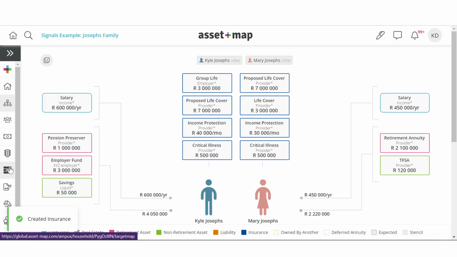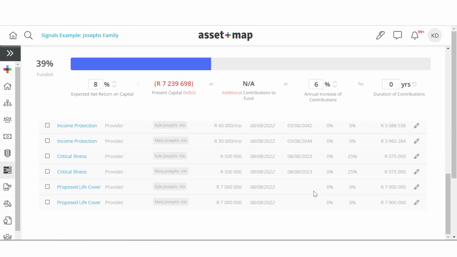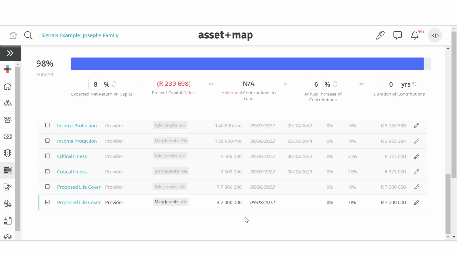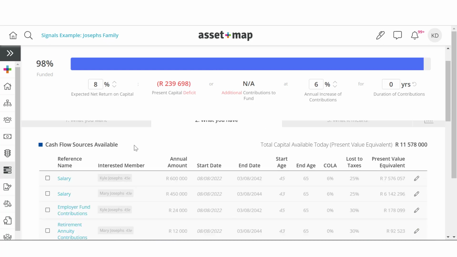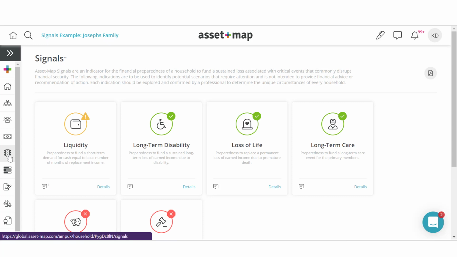Okay. Once again, I can go back into target maps. I can allocate that proposed life cover and show the impact on this plan for Mary. So now we can see, okay, she's 98% funded. And now if I pop back into signals, because I've added those proposed covers there, we can see the signal has now changed from red to green. So that's the process that Signals enables.